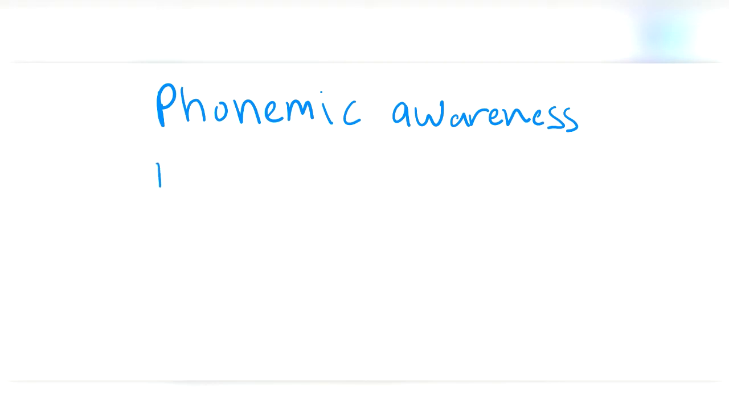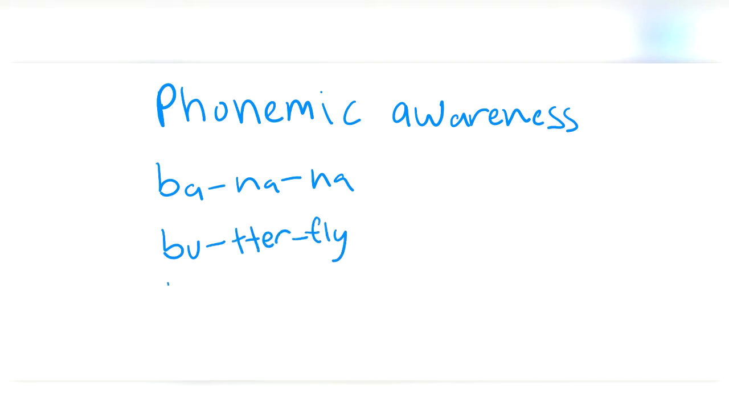This explains some of the key symptoms of dyslexia, which is a difficulty with a skill called phonemic awareness, which is used to break down words like banana, or butterfly, into ba-na-na or but-ter-fly, and spell them incorrectly, like butterfly.